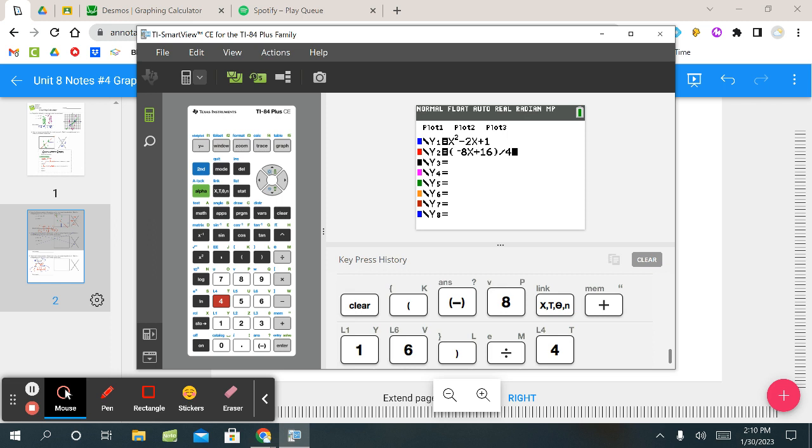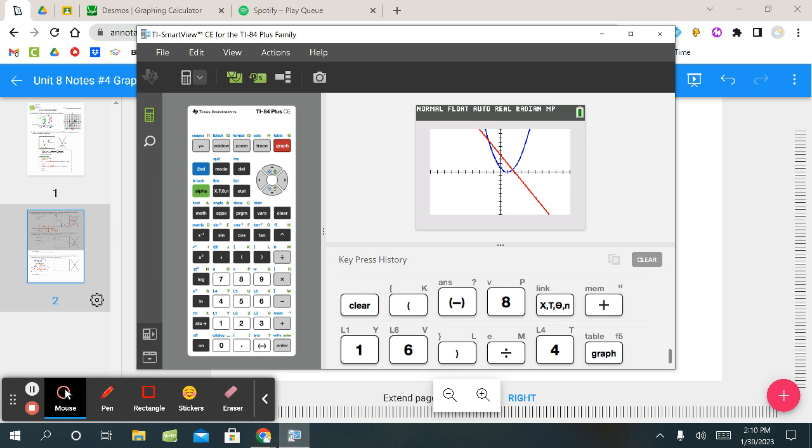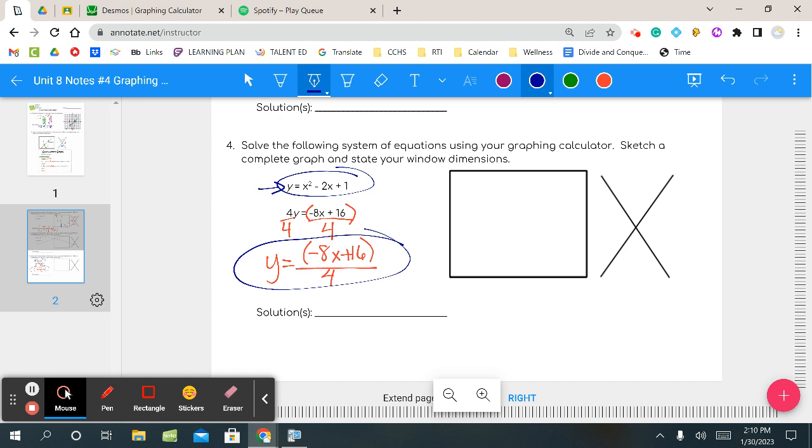Once you get those typed in, you're going to hit graph. And I want to make sure I can see both of my intersection points so I don't have to change my window. I can see both of them. One of them's right here. The other one's right here. So that is both of my intersection points. So going back, create my X and my Y. Did not change my window, so those values are all going to be your 10s and negative 10.